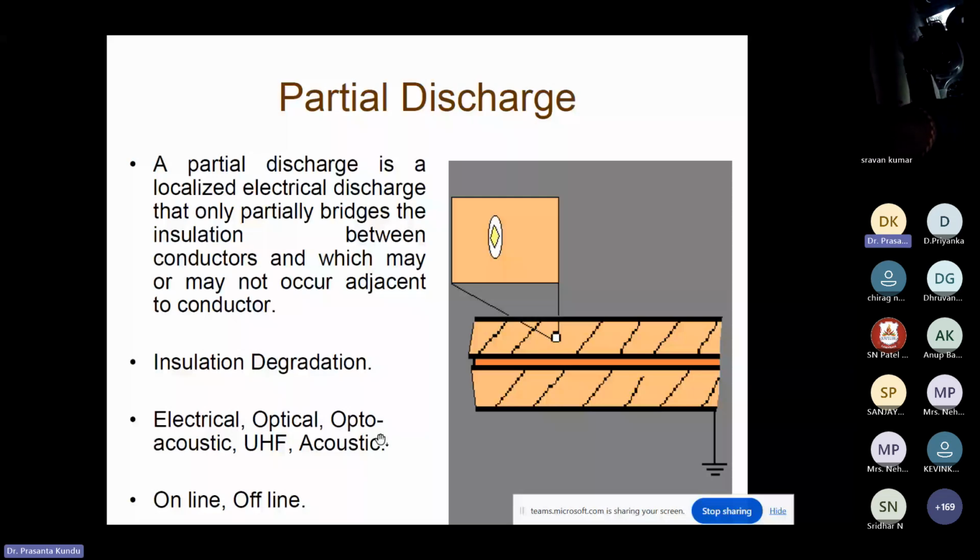So that is a problem for the electrical methods, but it has the advantage that it can quantify the PD. Then there are other techniques which are much less prone to interferences, like the acoustic, which can be adapted on-site. So I can do the partial discharge measurement both online and offline.